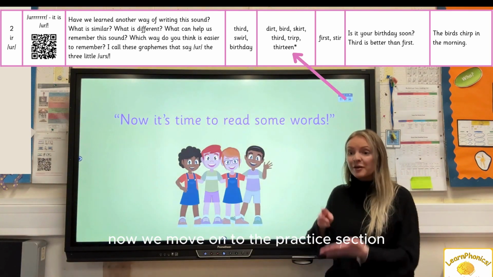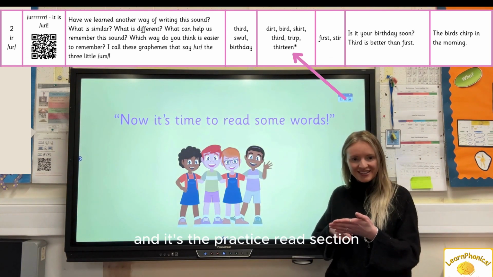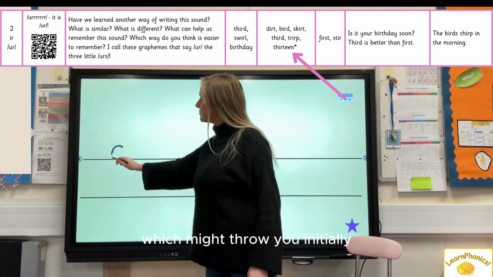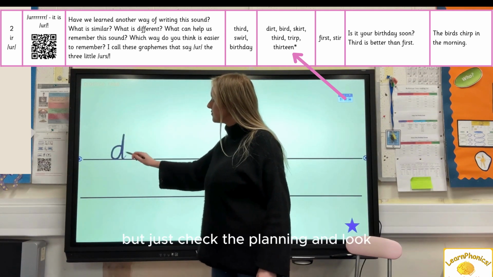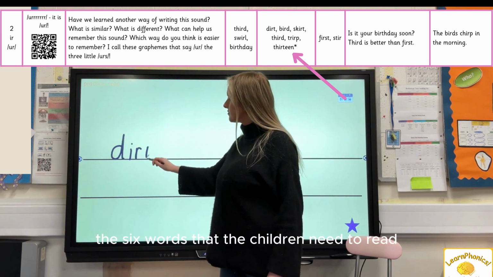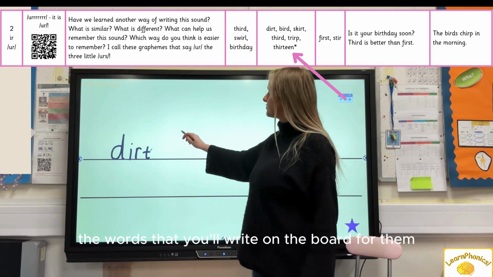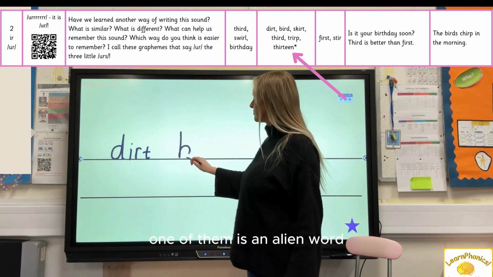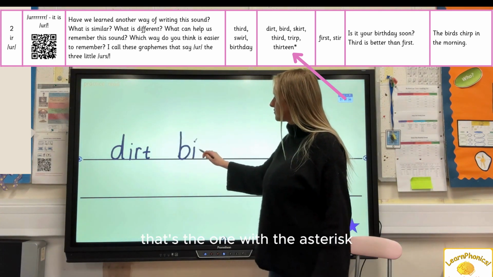Now we move on to the practice section, and it's the practice read section, and you'll see these blank lines which might throw you initially, but just check the planning and look in the read section. You will see the 6 words that the children need to read, and those are the words that you'll write on the board for them. One of them is an alien word and one of them is a challenge word. That's the one with the asterisk.